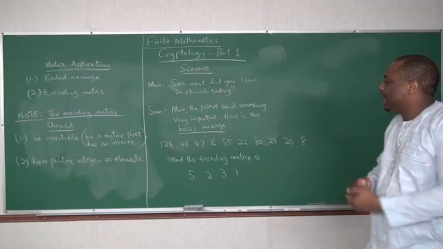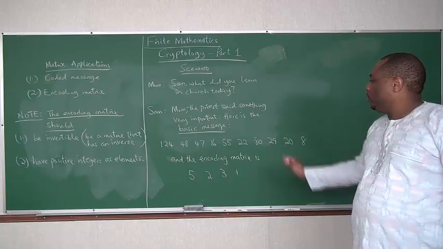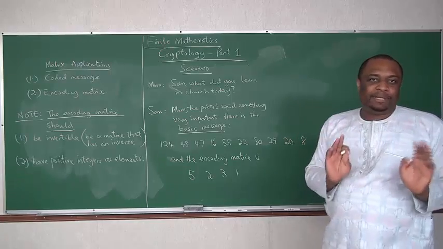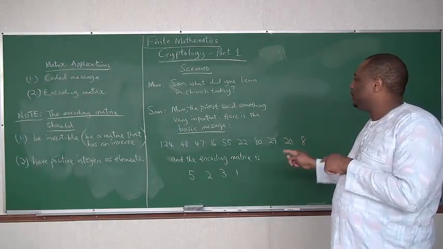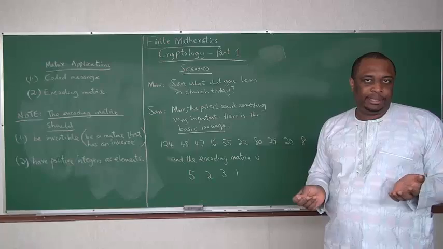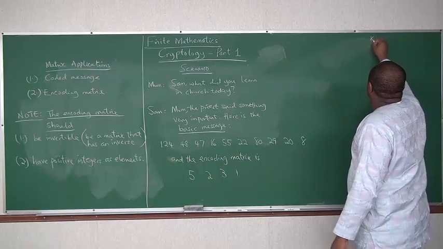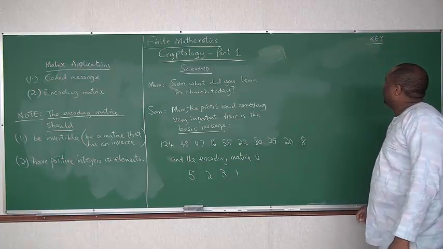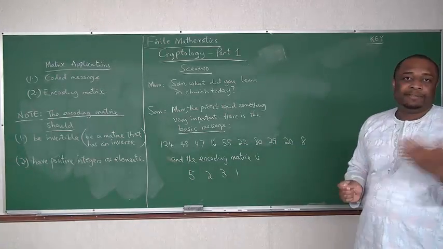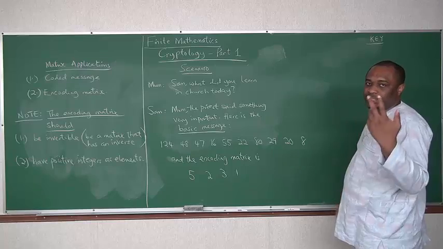So let's look at how we will decode this message here. We are given the encoding matrix. So the first thing you do is this. You're given the encoding matrix, and then usually you will also be given the cipher or the key. And the key, here we are using letters of the alphabet, English letters, which is 26.